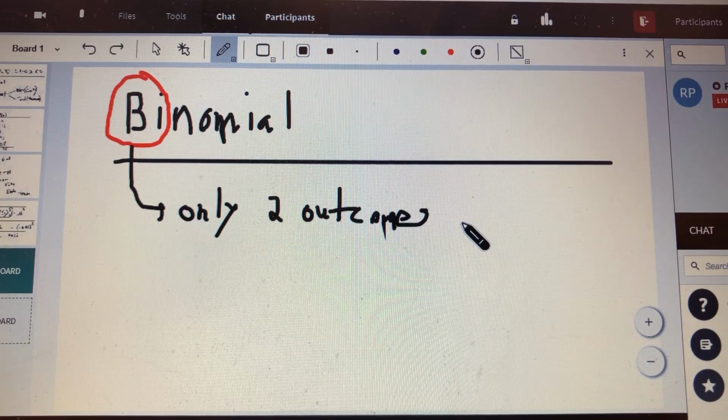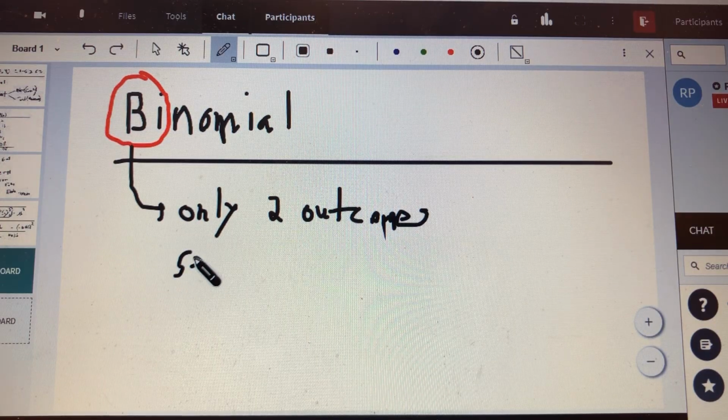Instead of trying to roll a 1, 2, 3, 4, 5, or 6, what if I try to roll a 3 or not a 3? Now it could be binomial. Or you could try to do evens versus odds. That could be binomial. Now, just because you have two outcomes doesn't make it binomial because there's still a few more conditions. You need to have a set number of trials.